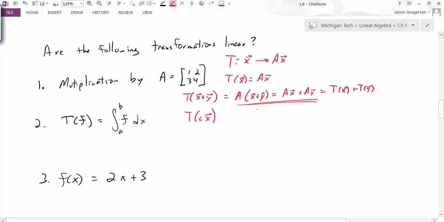Well, we'll start with the transformation of some constant times x. By definition, that's A times the quantity c times the vector x. But once again, if we just use our basic matrix vector multiplication properties, this is the same thing as c times A times the x vector, which is c times T of x. So now because I have both of these properties, I can see that the transformation represented by matrix multiplication really is linear. Let's look at the second one.